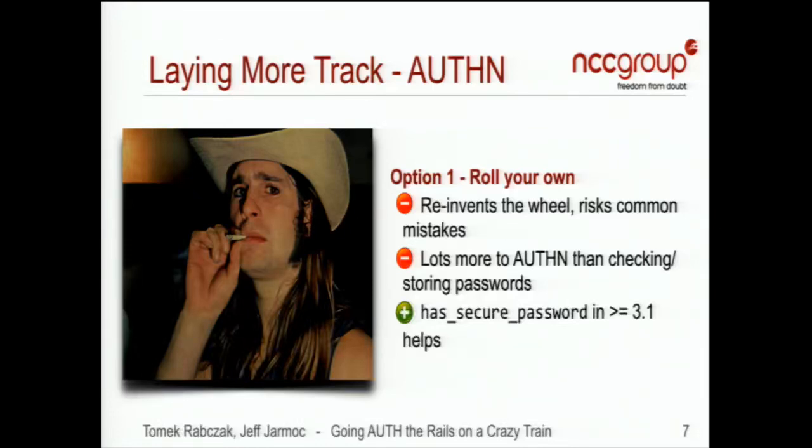And then in the Rails framework, there's a helper method called has_secure_password that's been available since version 3.1. So that's something that's built into the framework that can help us to build an authentication system securely, and we'll see a little bit more about that.